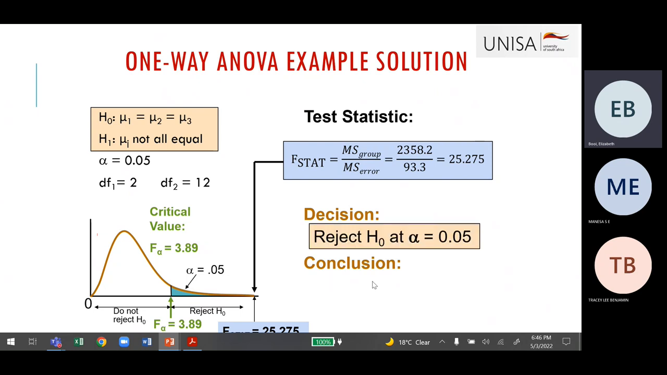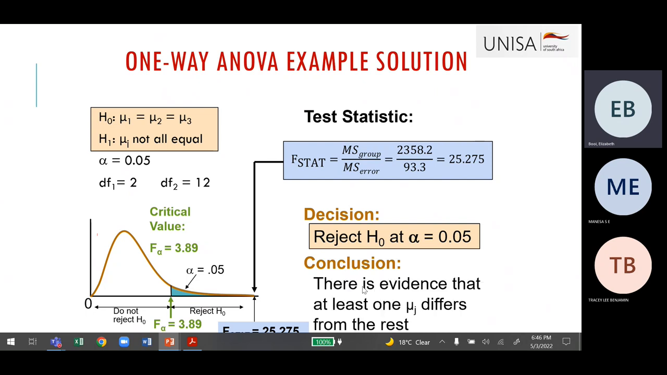Therefore, we are going to reject the null hypothesis at alpha of 0.05 and conclude that, because we are rejecting that they are equal, there is evidence that at least one mean differs from the rest of the groups. And that's how you do analysis of variance. Any questions before I move to an Excel template?